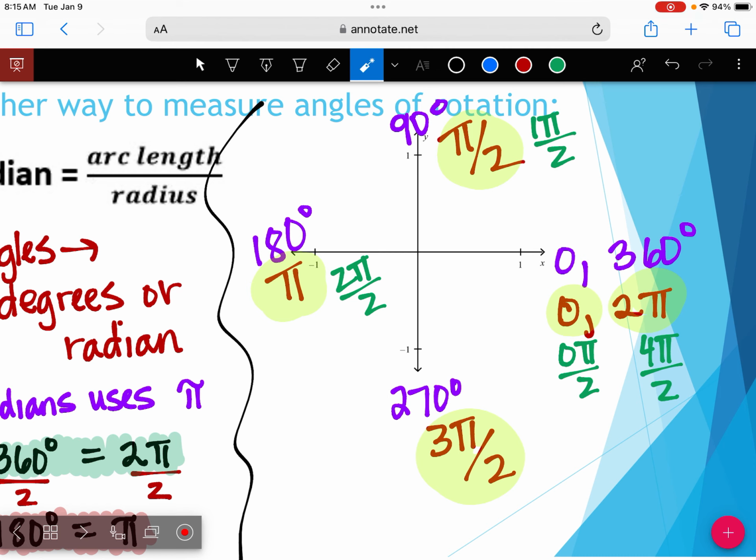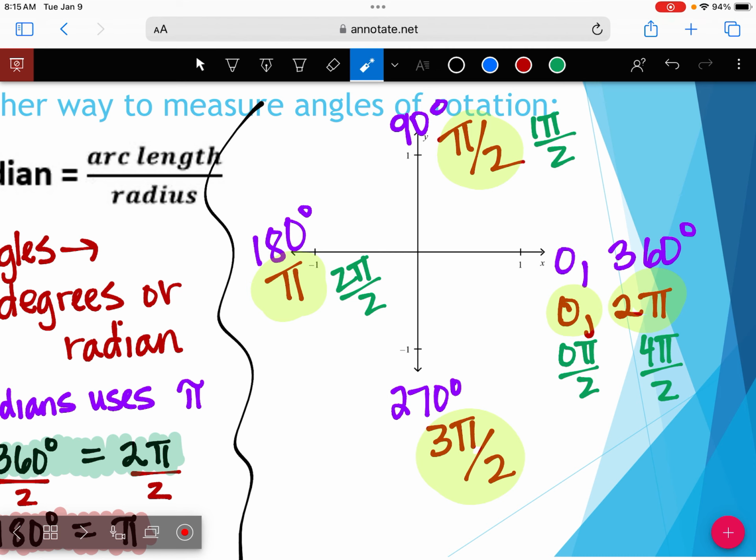So any measurement has more than one unit. For example, feet, inches, miles, that's distance. Minutes, hours, days, that's time. Angles have two different measurements. It can be in radians or it can be in degrees, okay?